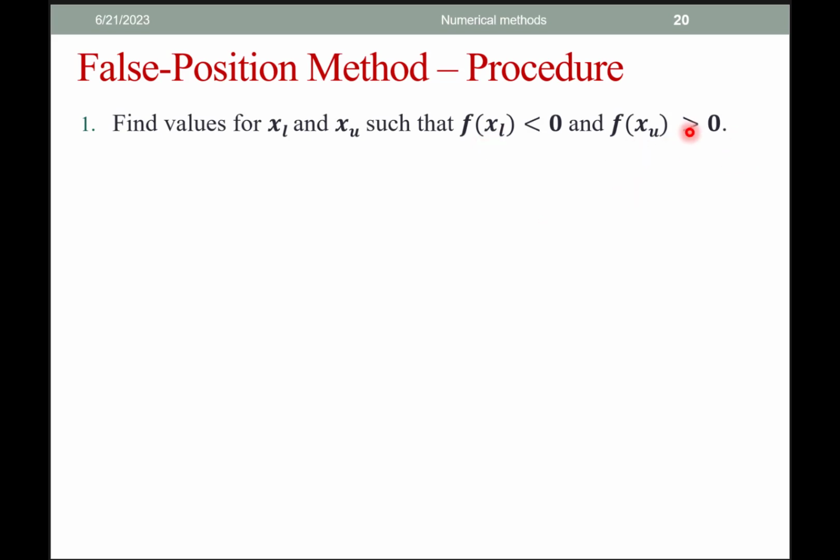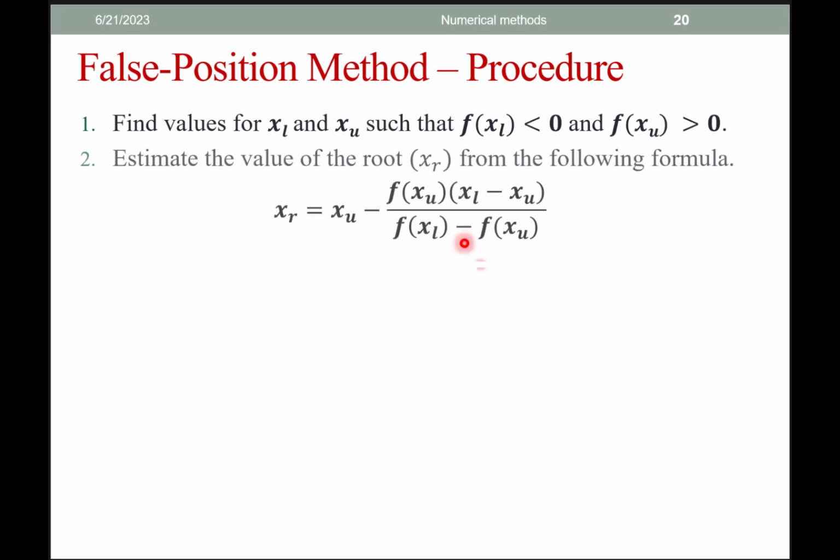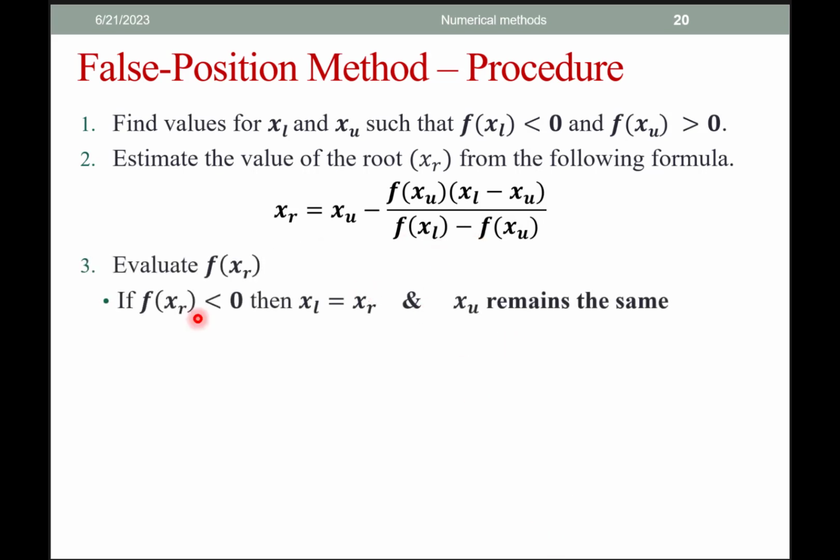F of xu has to be greater than 0. All right. Once you have that, then you can apply this equation, which I'll derive in a second, to find the estimated root. Again, this assumes a straight line and finds this estimated root. Then, similar to what we did before, we want to update the bounds.